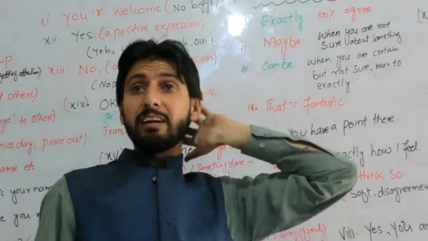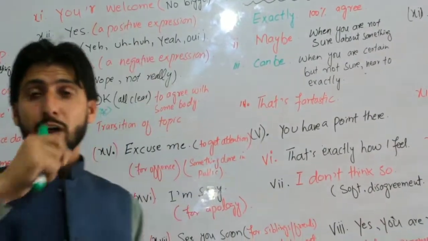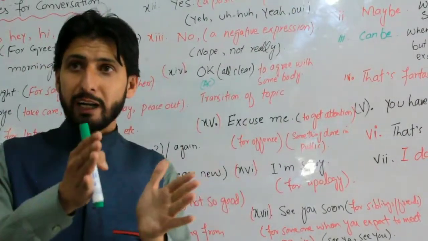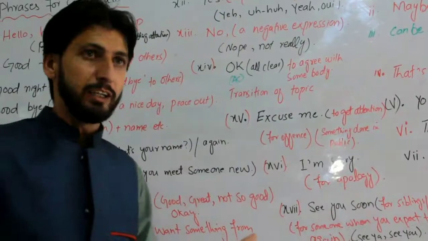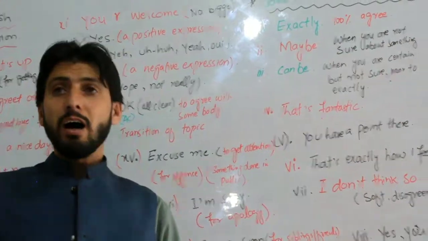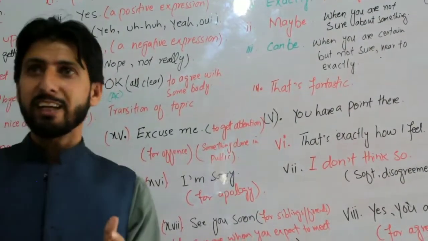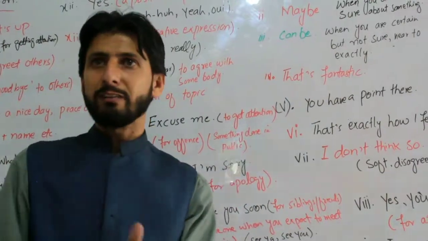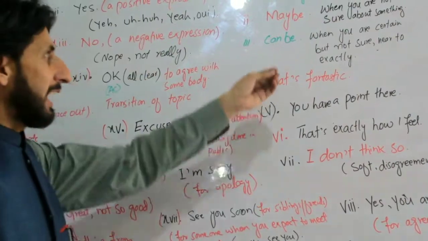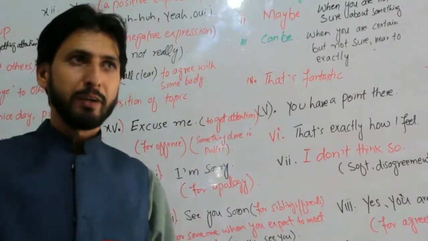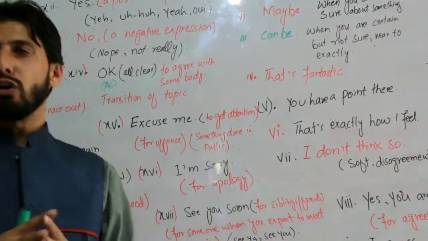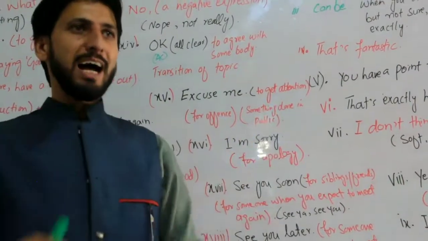The first one is exactly. When someone says that cricket is the best sport in the world, if you agree with him, you can say, "Exactly, you are right." But if you do not agree, or if you are showing your agreement or disagreement in a 50-50 way, then you can say maybe. Maybe means that when you are not sure about something, whether to agree or disagree, you can use this word maybe.